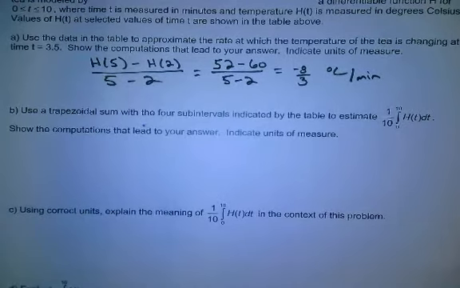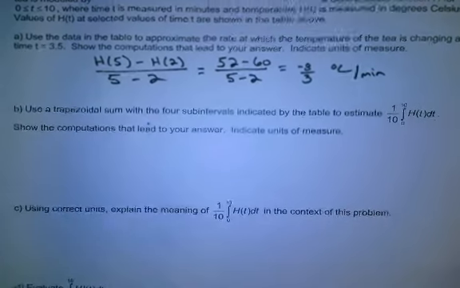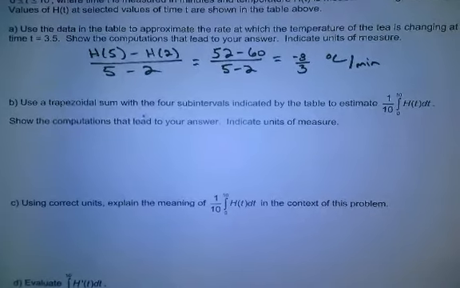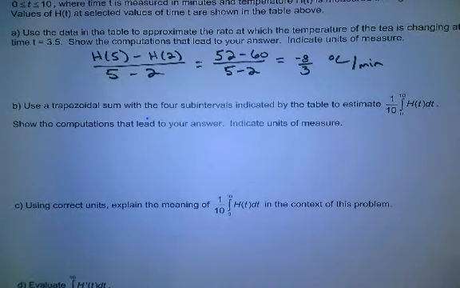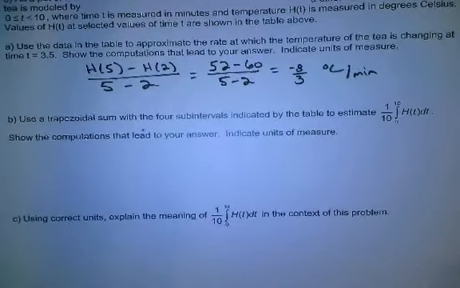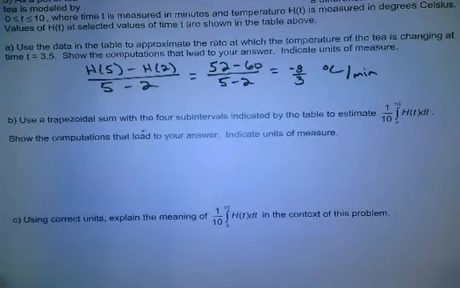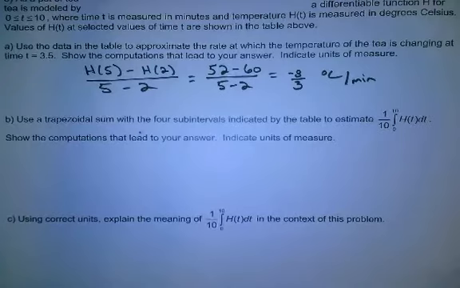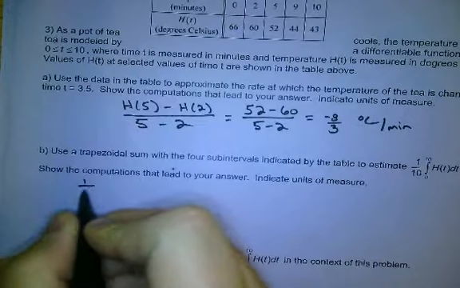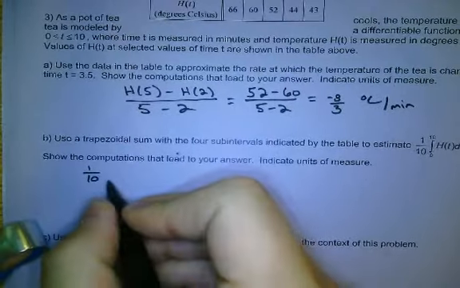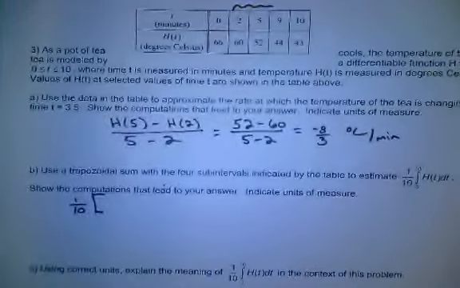Oh yeah, part B. I'm excited. Use a trapezoidal sum with 4 subintervals indicated by the table to estimate 1/10 times the integral from 0 to 10 of H(t) dt. Show your computations that led to your answer. This is great review for our test coming up. Let's go ahead and do a trapezoidal sum. This is so fun. I'm enjoying myself so much. I hope you are too. So first off, I'm going to multiply my answer by 1/10. Here we go.